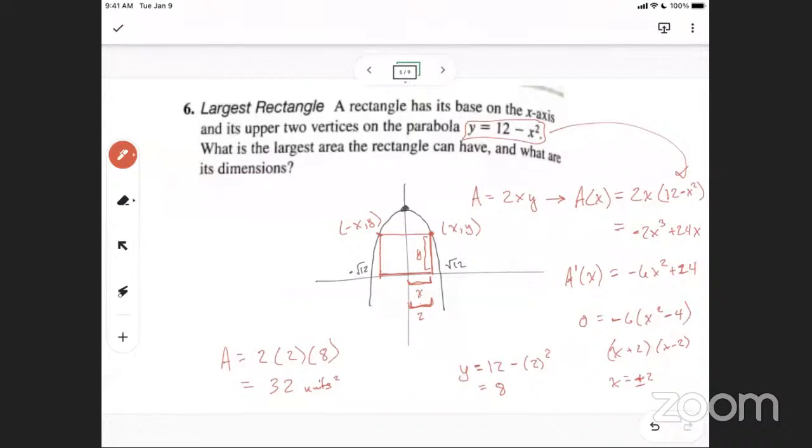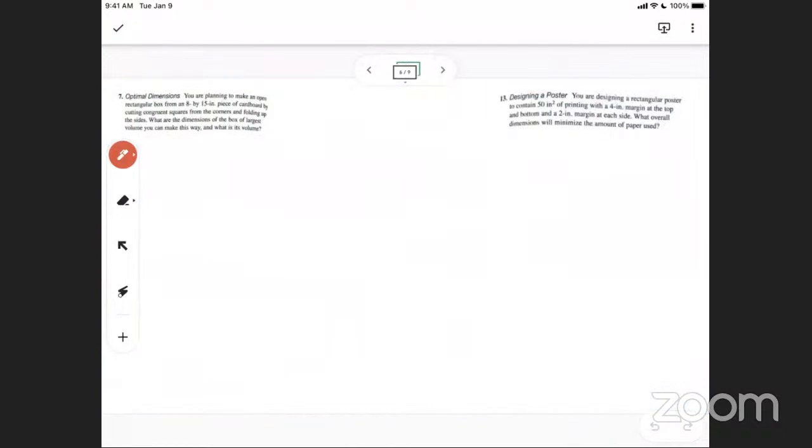So the largest area of the rectangle that you can draw inside there would be where your points were 2, 8 and -2, 8. That's the biggest area you can draw. Good with that? All right, let's do more.